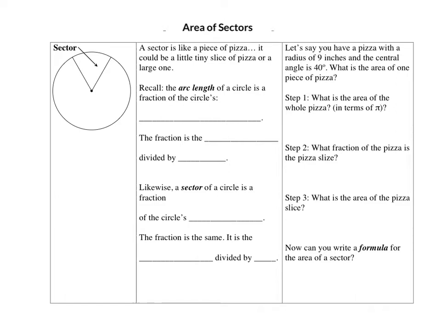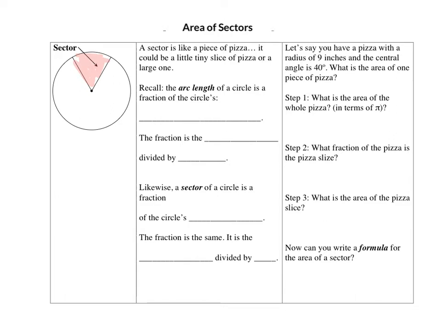Let's start out with just looking at what a sector is. A sector is simply like a piece of pizza. It is this sort of pizza-shaped piece, but it could be the other side. Like the other side could also be a sector. So the angle that is inside this piece of pizza or this sector could be any size.